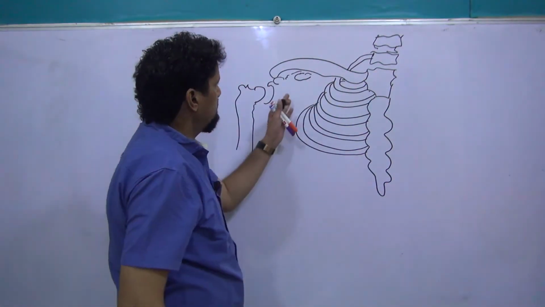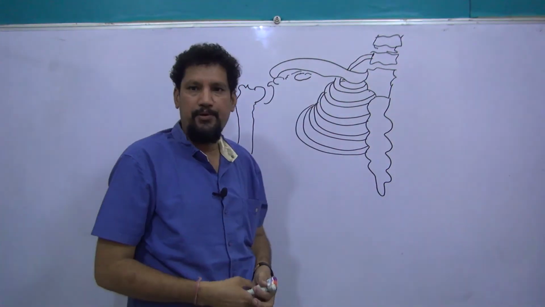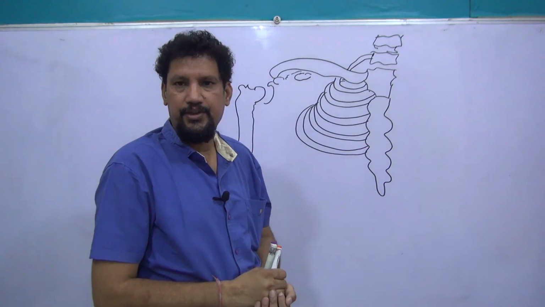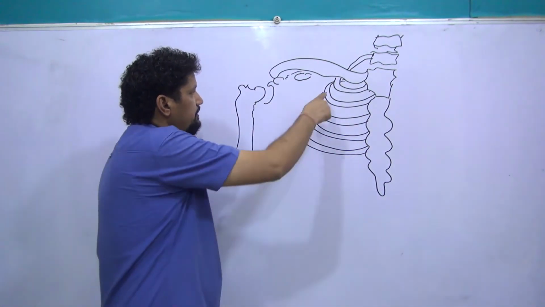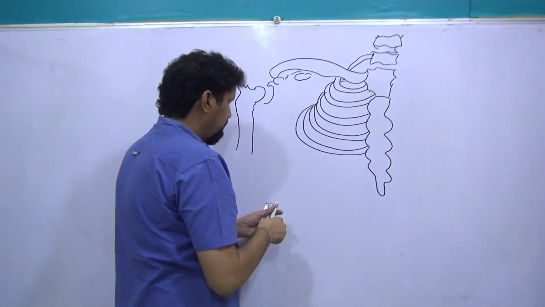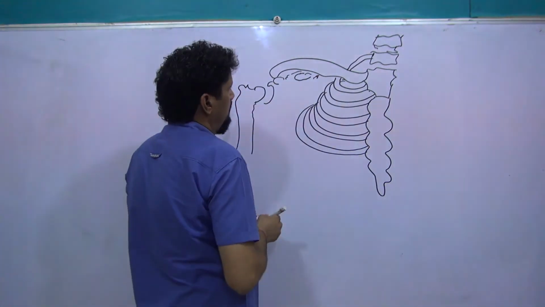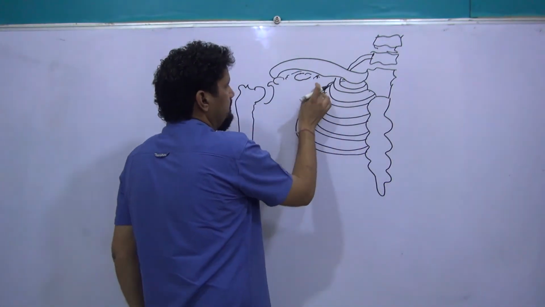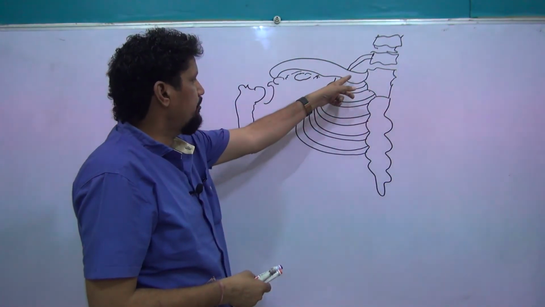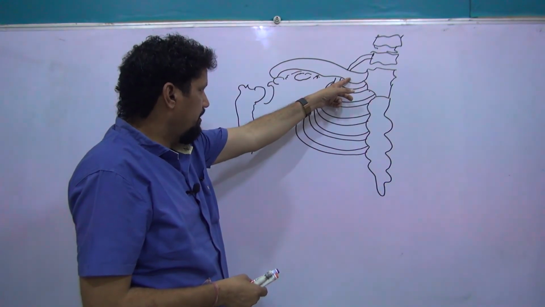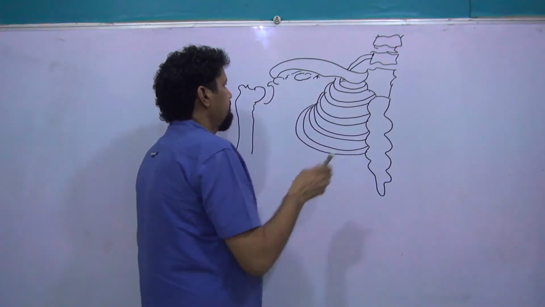So this space is the axilla, having the medial wall which is formed by the upper four or five ribs with their intercostal muscles, and this is the apex, which is in between the outer border of the first rib, the posterior surface of the medial part of the clavicle, and the upper border of the scapula.